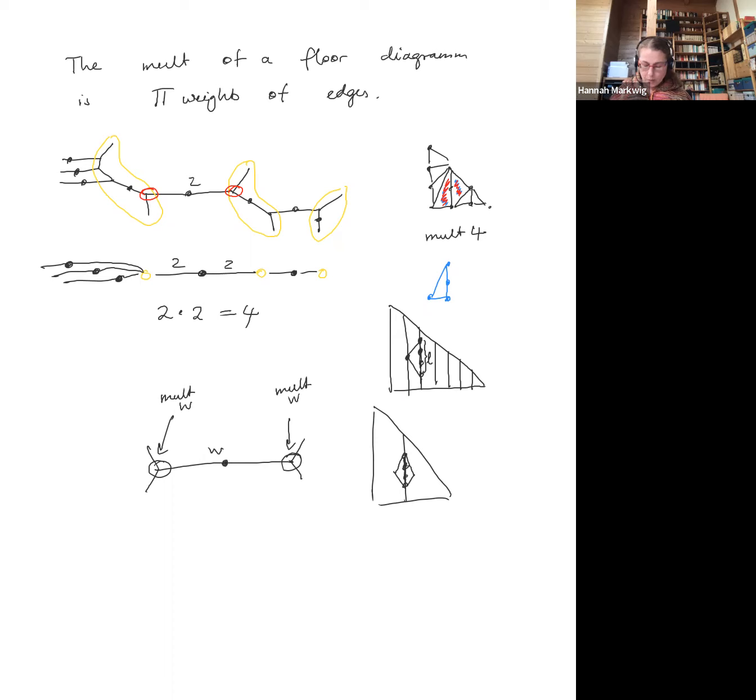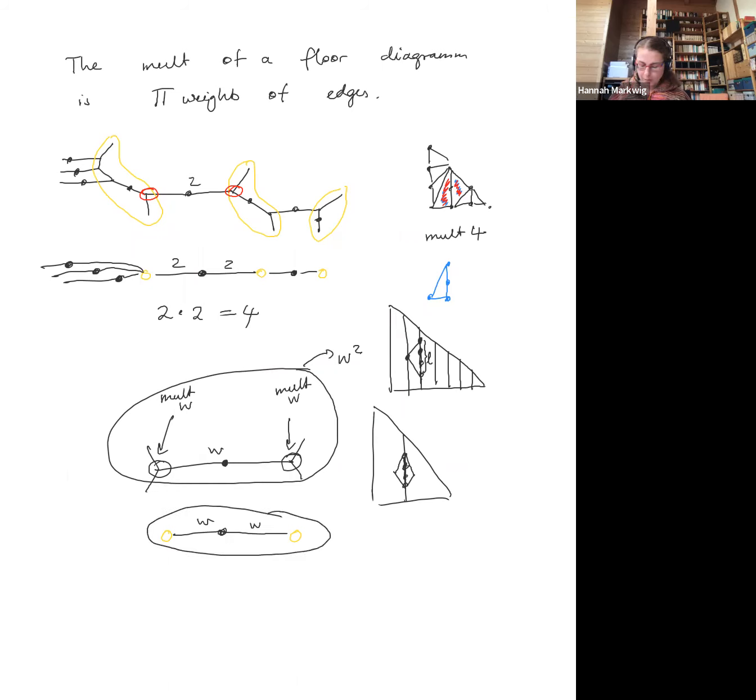This elevator will come with a point condition. So in the floor diagram picture, I will have a local picture that sort of looks like this. And I have two edges of weight W. And so this part of the tropical curve produces a factor of W squared to the multiplicity. And this part of the floor diagram also produces a factor of W squared to the multiplicity of a floor diagram. And for that reason, defining the multiplicity of a floor diagram like that does precisely the right thing.